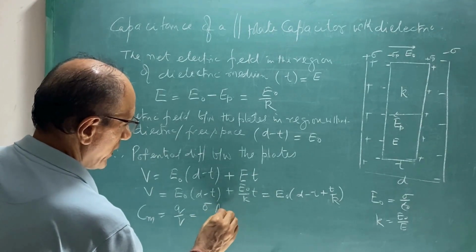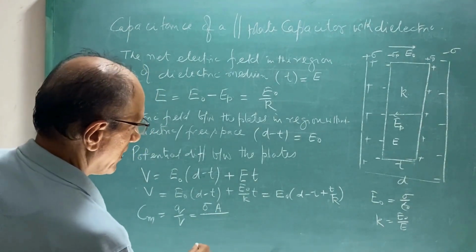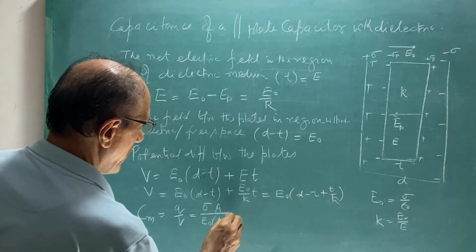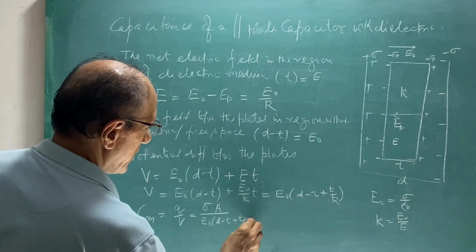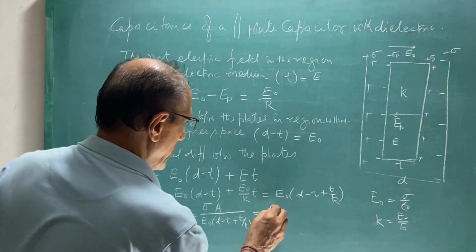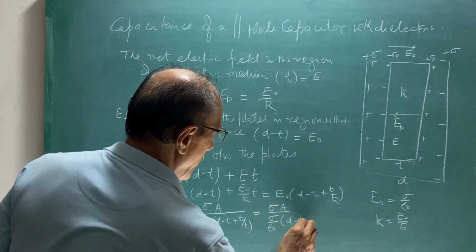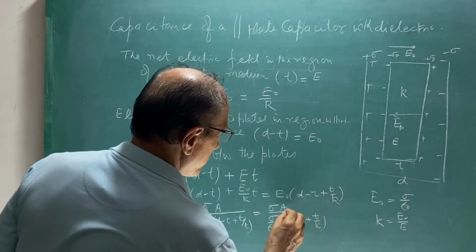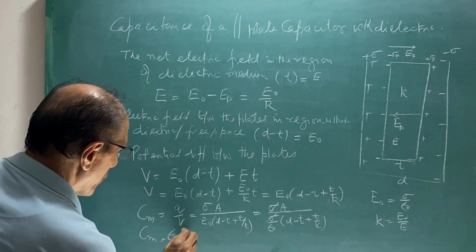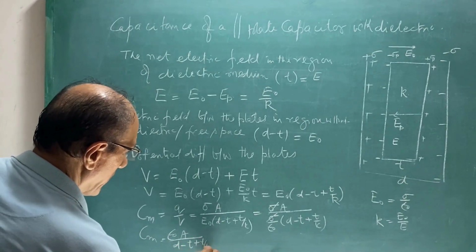Sigma into area. And what is V? V is E naught into D minus T plus T by K. And what is the value of E naught? That is sigma by epsilon naught. So that will be sigma A upon sigma by epsilon naught into D minus T plus T by K. Sigma will cancel out. So C medium will be equal to epsilon naught A upon D minus T plus T by K.